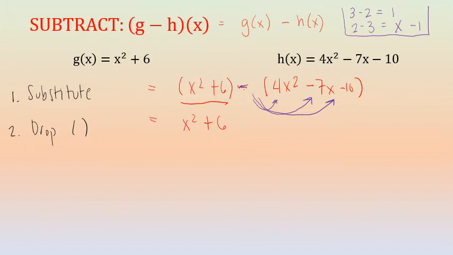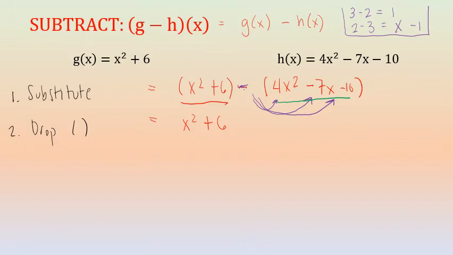So, gamitin natin ang ibang kulay. Okay? So, again, we have to distribute itong ating negative sign to each of these terms dito sa pangalawang function natin, sa h of x. We have to distribute the negative sign to each of the terms here in our h of x.